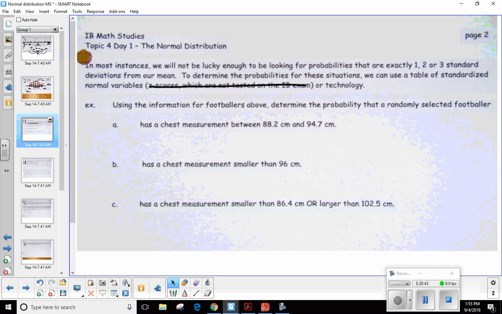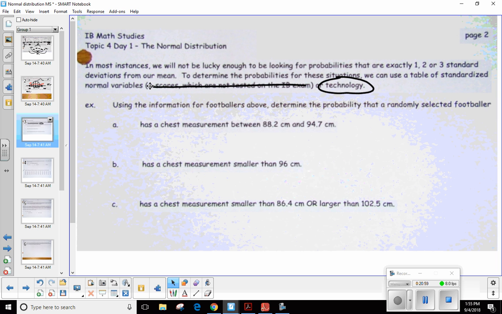What we're going to do is use technology. It's going to be made so much easier. You just have to know the keystrokes. This is just something you'll want to remember. So let's try this, using the information for footballers above. Let's go ahead and remember this.